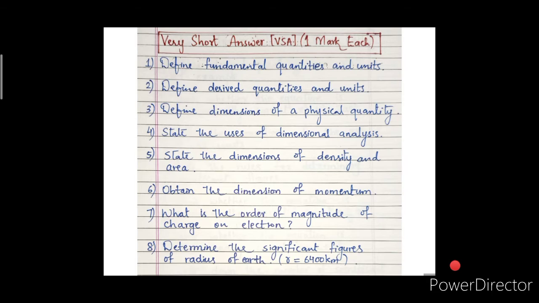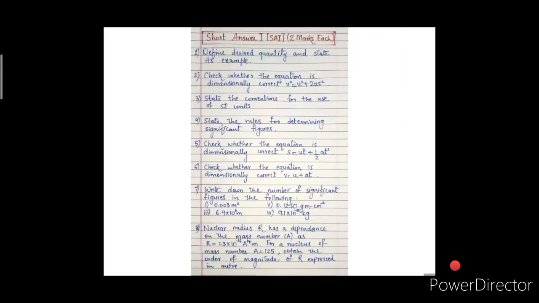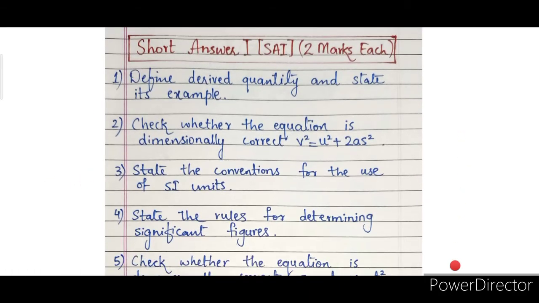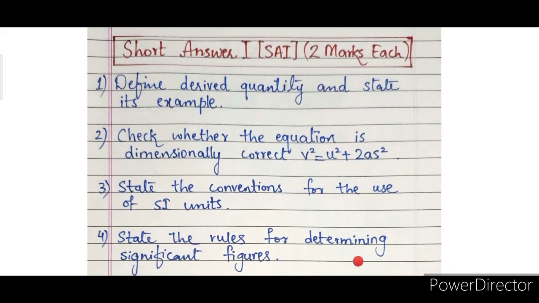So here we discussed the very short answer type questions, VSA, which carry 1 mark each. After that, now we have short answer type questions, SA1, where each question is for 2 marks. The first question is, define derived quantity and state its example.